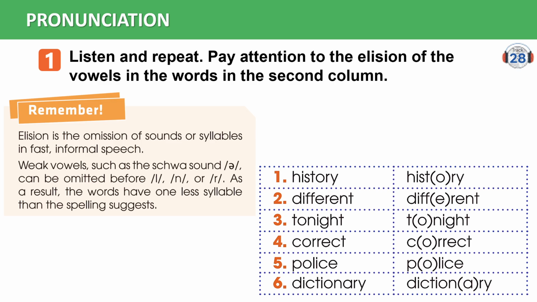Please repeat after me. 1. History. 2. Different. 3. Tonight. 4. Correct. 5. Police. And 6. Dictionary. Excellent. Did you notice the elision of the vowels in the words in the second column? Great.